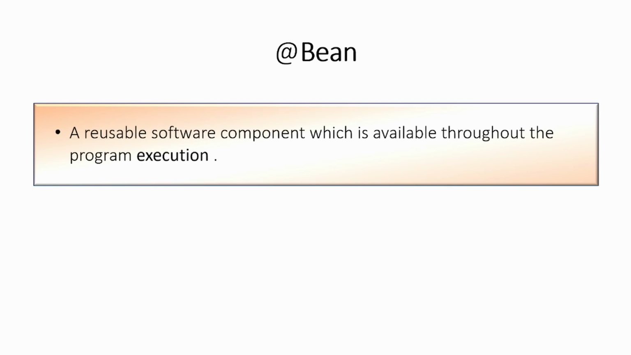The first keyword which we have used is bean. Let me explain what is bean. In a Spring framework, a bean is often termed as a software component that is reusable throughout the program execution. You can create a bean once, and using the annotation @Autowired, you can access that particular object which you have created via bean throughout the execution.